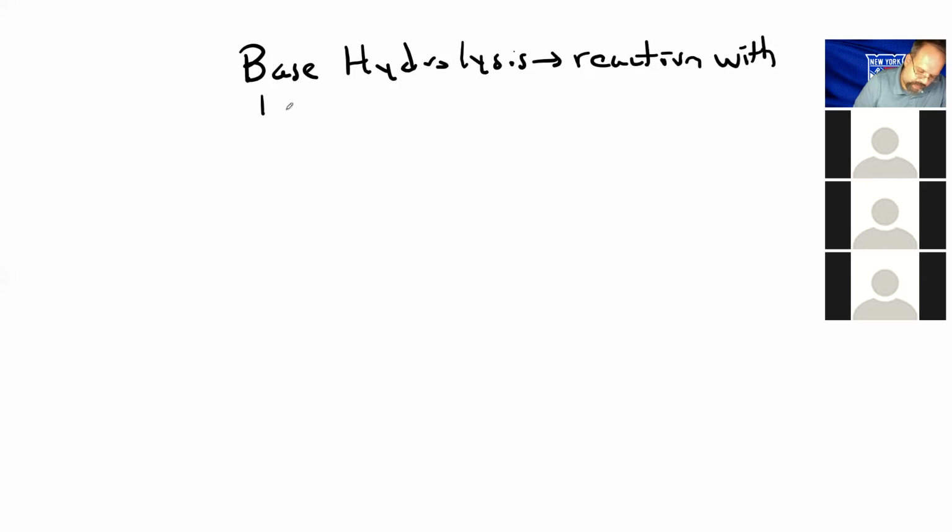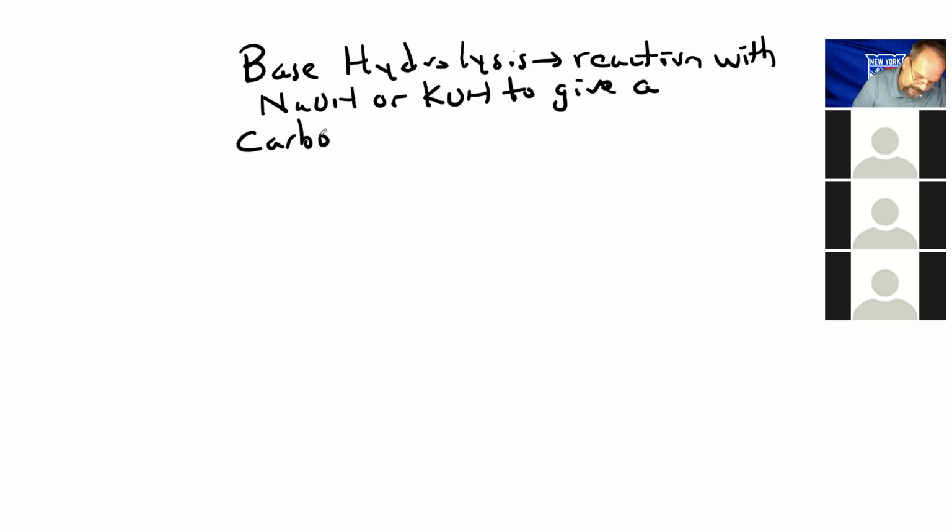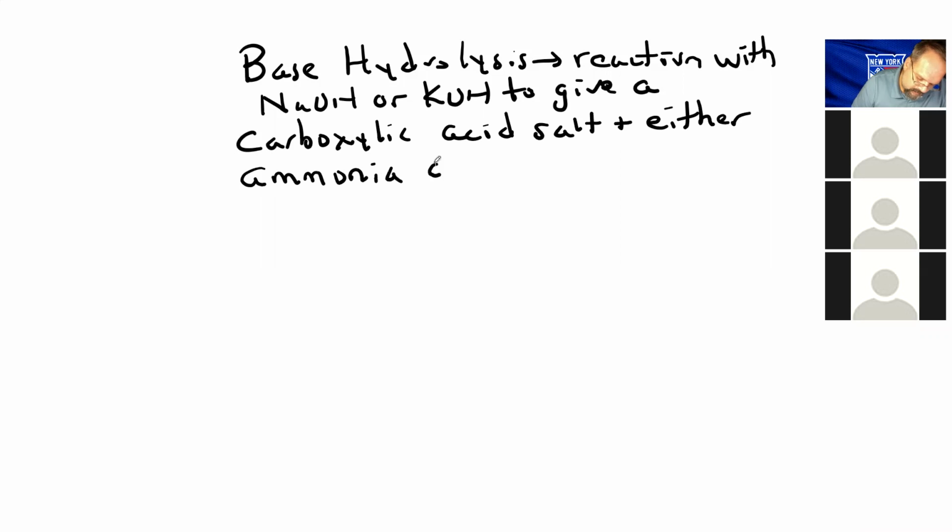All right. In terms of base hydrolysis, so here we're looking at the reaction with essentially sodium hydroxide solution or potassium hydroxide solution, which has water present, to give a carboxylic acid salt and either ammonia or an amine.